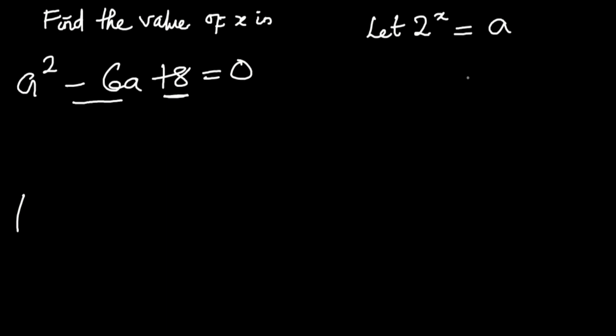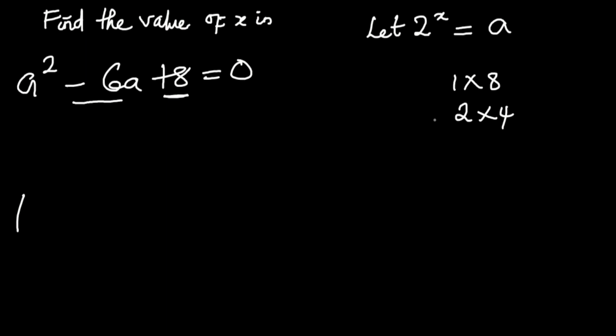So let us write out the factors of 8. We have 1 times 8, 2 times 4. So these are the factors of 8. 1 is a factor, 8 is a factor of itself, 2 is a factor, and 4 is a factor.